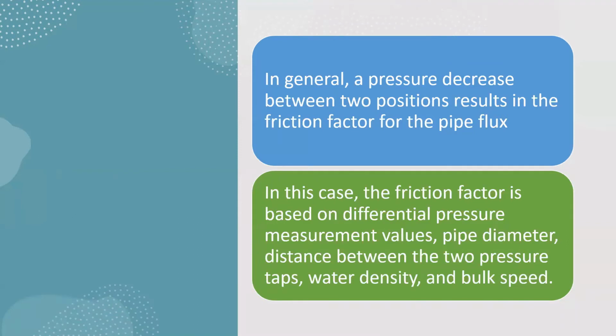In general, a pressure decrease between two positions results in the friction factor for the pipe flow. In this case, the friction factor is based on differential pressure measurement values, pipe diameter, distance between the two pressure taps, water density, and bulk speed.